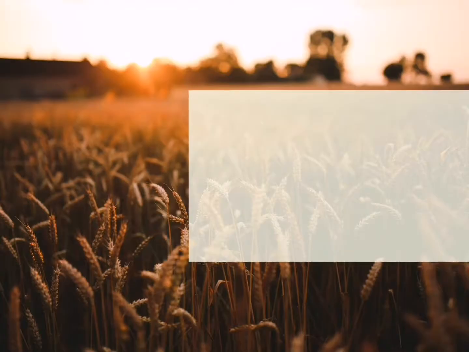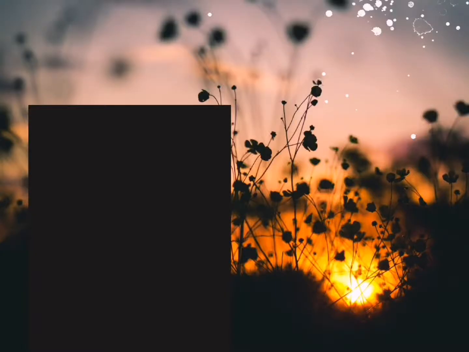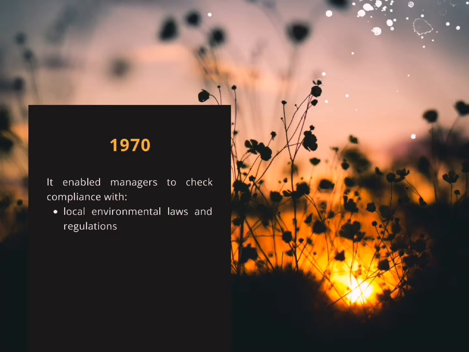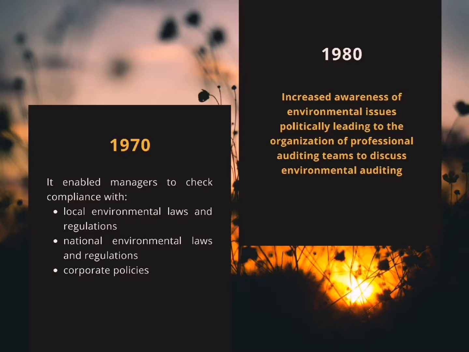So, the next slide presents the history of environmental auditing. In the 1970s, it enabled managers to check compliance with local environmental laws and regulations. The next is national environmental laws, and the manager can incorporate the policies. Environmental auditing only became widely accepted by industry in the late 1980s as a common management tool in developed countries, and is increasingly being applied in developing countries by both foreign and local industry.